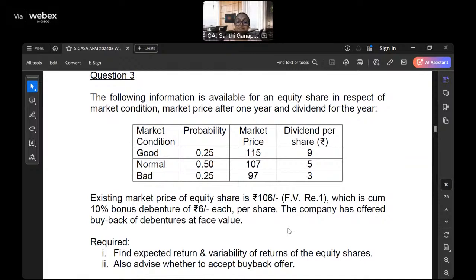Now, existing price of equity share is given to be 106, which is cum. Then the company has offered to buy back debentures. Find expected return and variability of return of equity shares. So that is the first requirement. Expected return, as always, we take the various prices, multiply the probability, and add, sigma px will be the expected return.